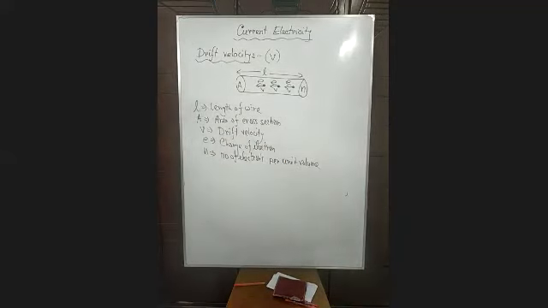Number of electrons per unit volume. So these are the quantities when we want to get the equation for drift velocity. L is the length of wire, A is the area of cross section, v is the drift velocity, charge of electron is e, and n is the number of electrons per unit volume. Okay?